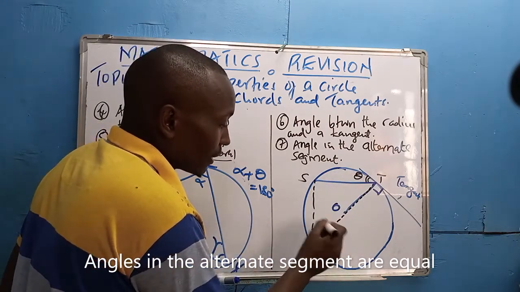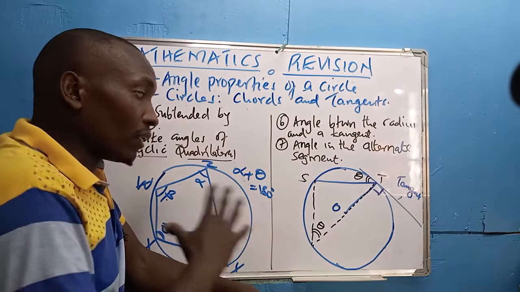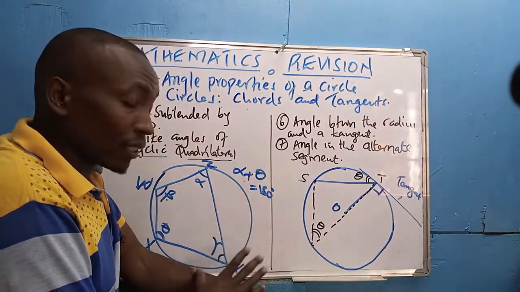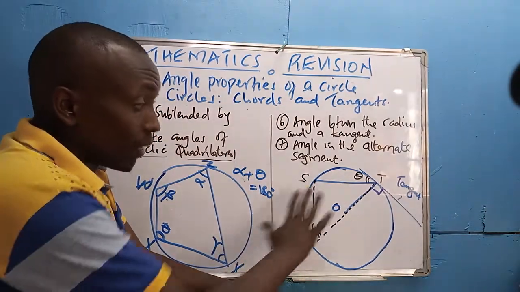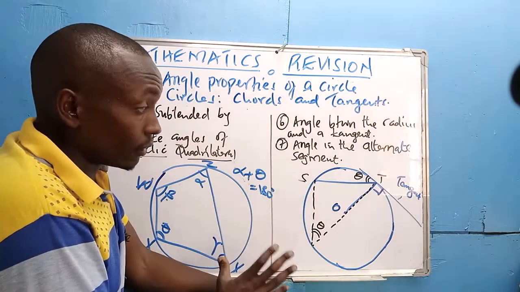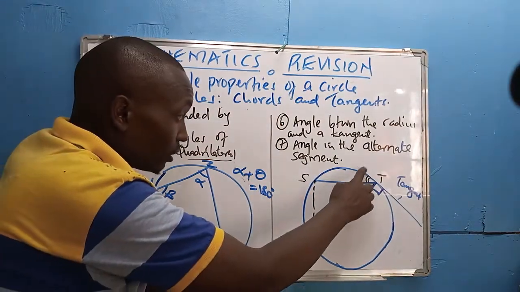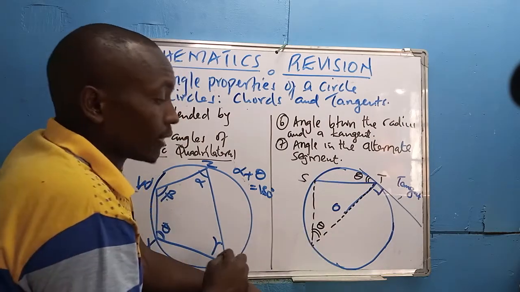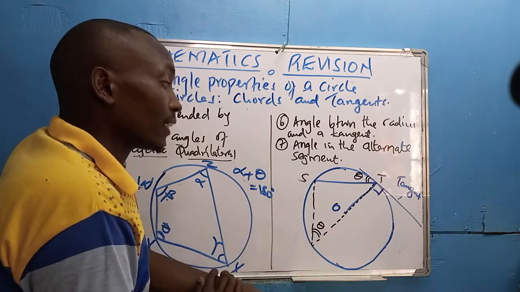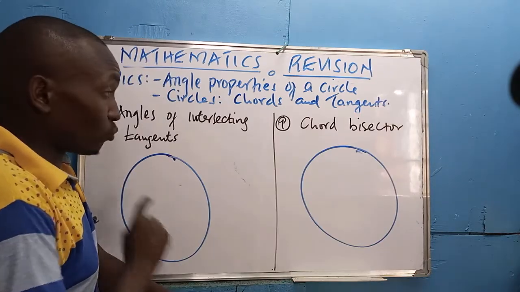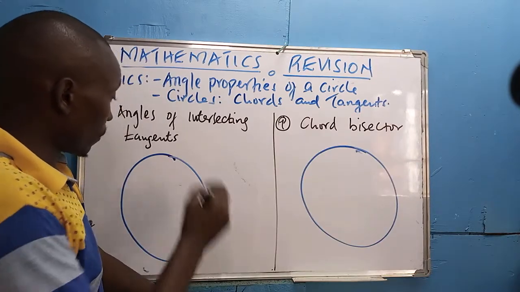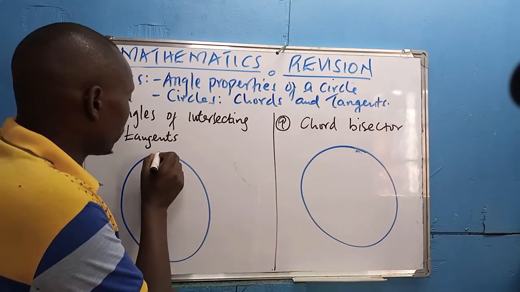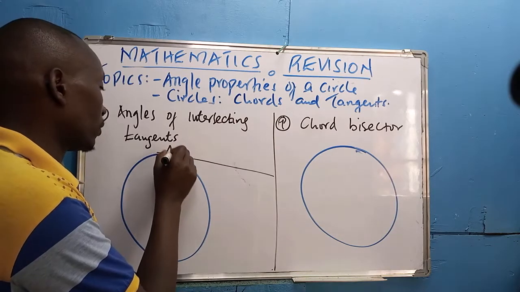on the alternate segment. Maybe when you're given a question, it will be so mixed up with several properties, but you should be able to isolate it just the way it is. The angle between the tangent and the chord, theta, is equal to the angle subtended by the same chord on the alternate segment.